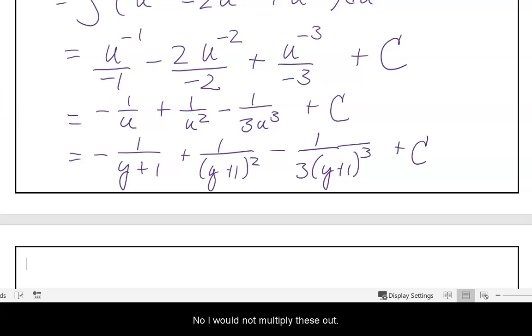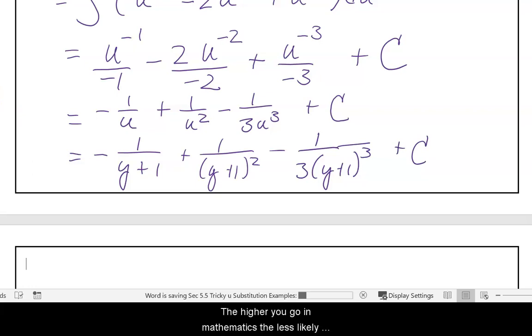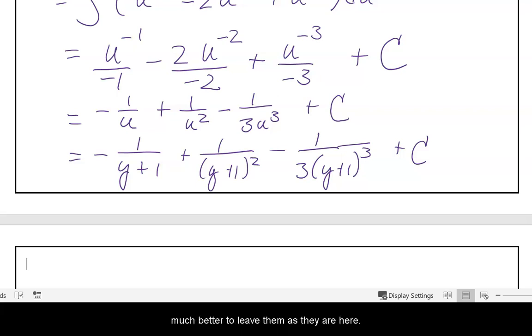No, I would not multiply these out. The higher you go in mathematics, the less likely you are to multiply them out completely and write them in descending order. We like instead to leave it where the structure of what's happening and how the terms are related is more clear. Leaving it in this form makes it obvious to anybody looking that these denominators all have the factor y plus 1. If you multiply them out, you'll lose that information. So it's much better to leave them as they are here.